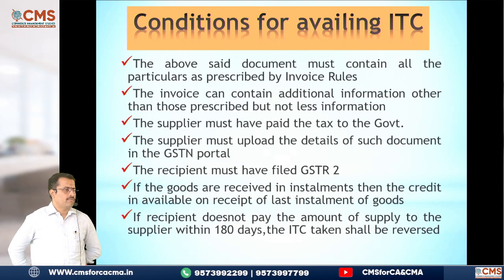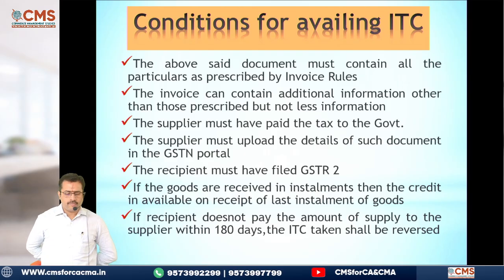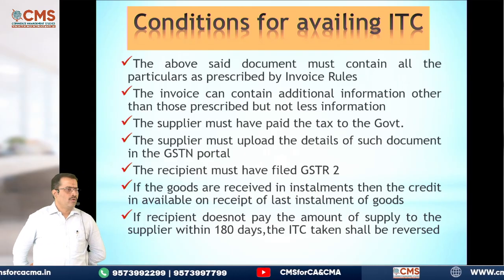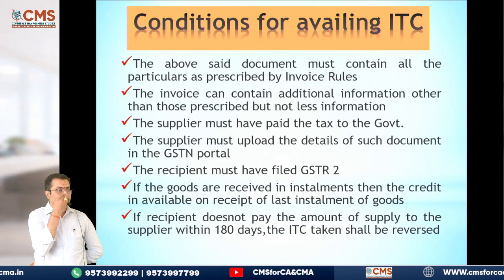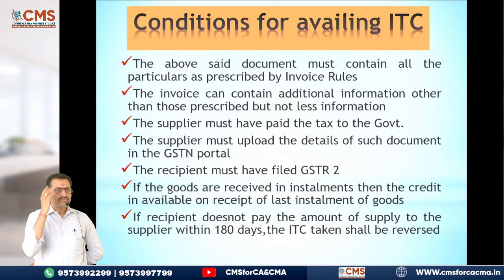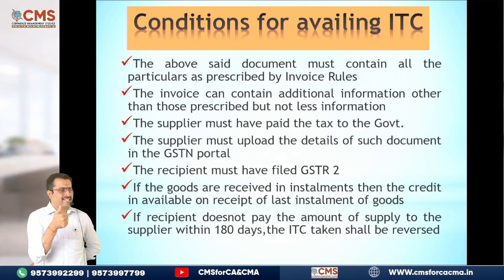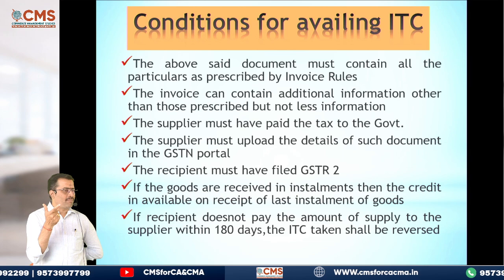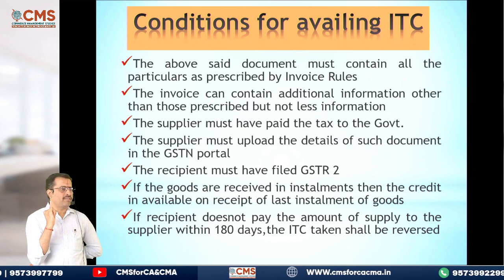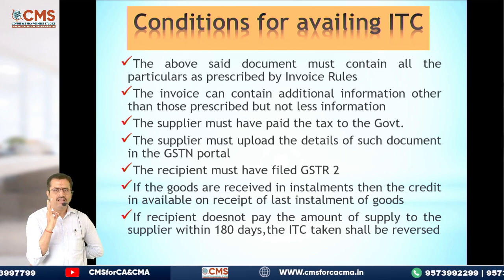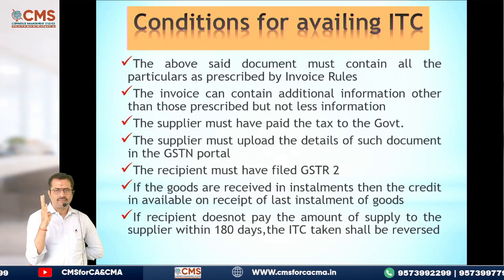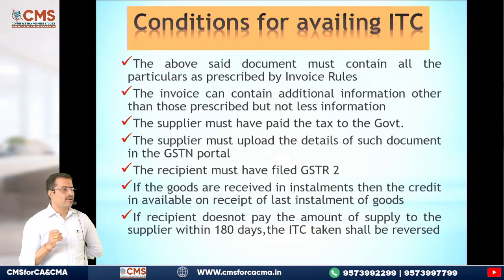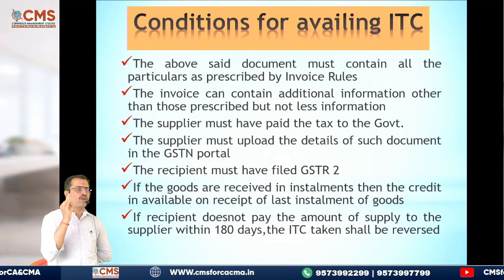Then comes the next point: the above said document must contain all particulars as per the invoice rules. Now, what are the rules given for an invoice? What all should an invoice contain? First, the name of the seller or supplier, the GSTIN of the supplier, the address of the supplier. Similarly, the name of the recipient, GSTIN of the recipient, address of the recipient. Then invoice number, date of invoice, then description of goods, HSN code. What is HSN code? Harmonized System of Nomenclature.